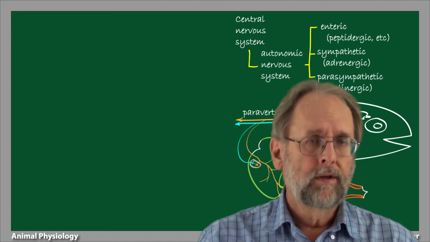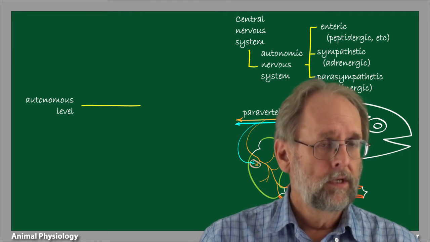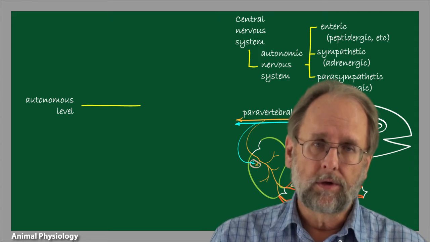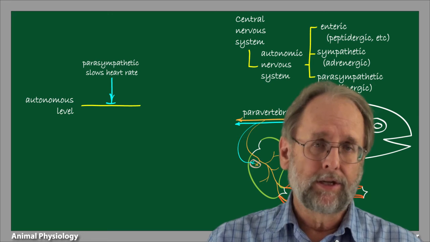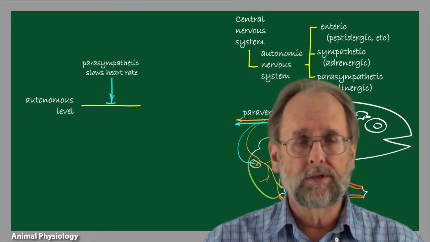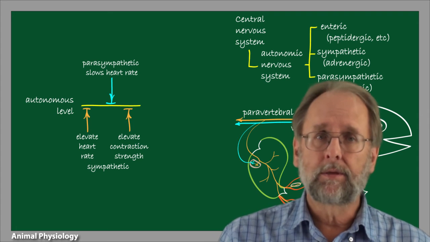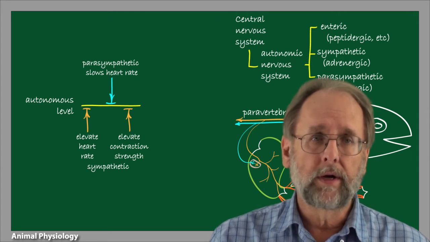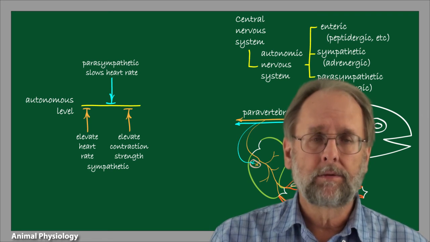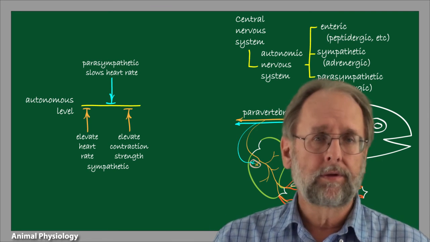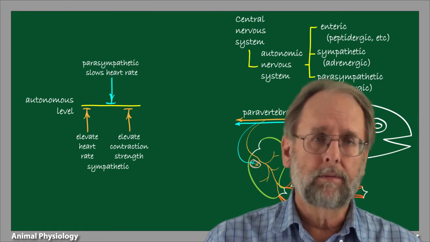As we've seen, the heart can function at some autonomous and intrinsic level, which we'll represent by this horizontal yellow line. Activity of the parasympathetic nervous system acts to slow this intrinsic rate, and the action of the sympathetic nervous system will be the opposite. Heart rate will be elevated. Unlike the parasympathetic system, increased sympathetic input to the heart will also boost the strength of contraction of the cardiac muscle.